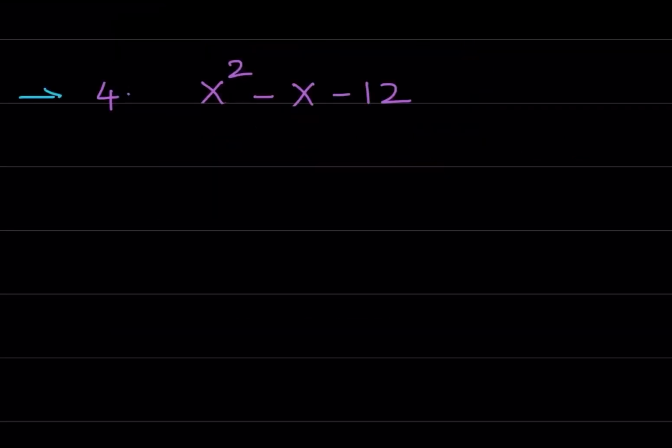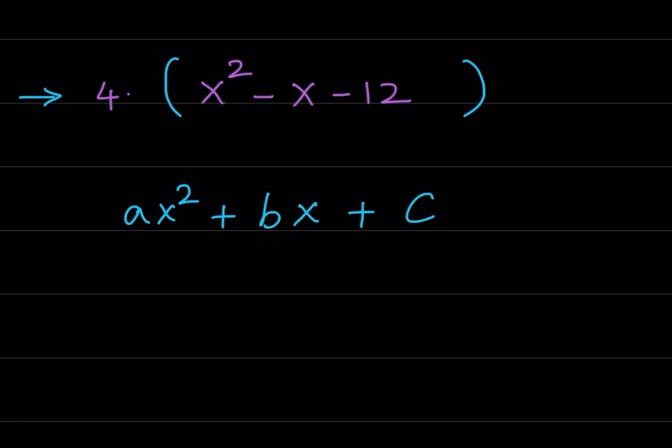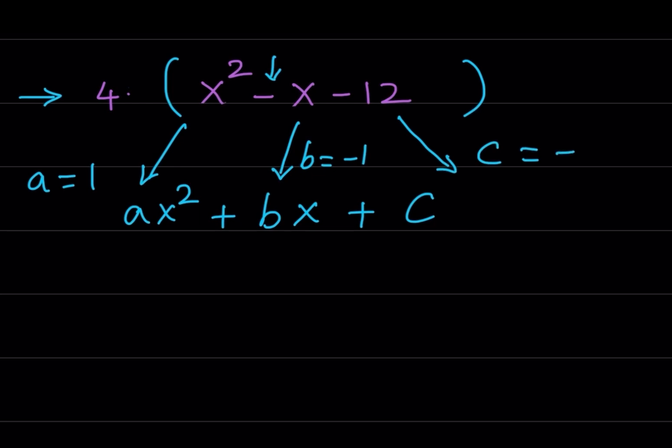Now we are going to solve the fourth problem. So this is in the form ax square plus bx plus c. So here a is equal to 1 and b is equal to negative 1. So there is a negative sign, we have to include that too. And c is equal to negative 12.